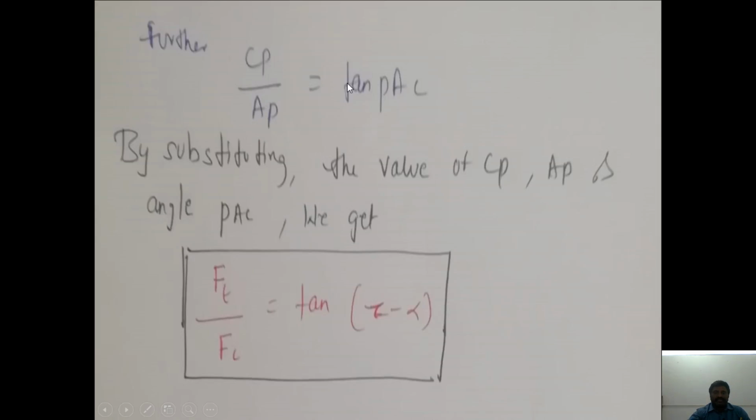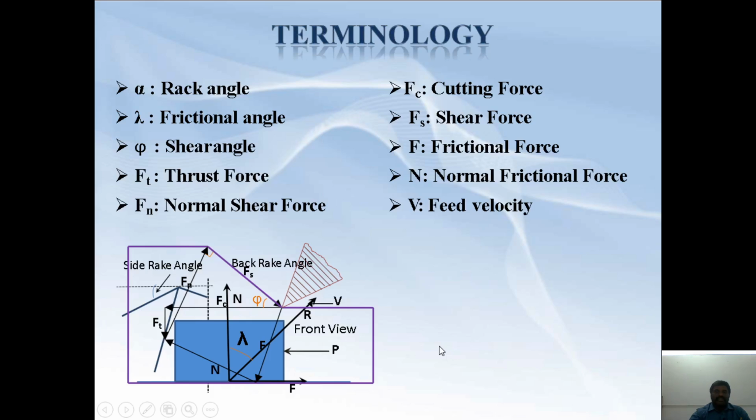Further, CP by AP we are saying is tan of PAC. By substituting the values of CP and AP, CP is Ft and AP is Fc here, that is tan of angle PAC, which we know is τ minus α. These are the terminologies we are using: the angles we are getting are rake angle, friction angle, shear angle, and the forces are thrust force, normal shear force, cutting force, shear force, frictional force, normal friction force, and the feed velocity. This is the terminology of this one.